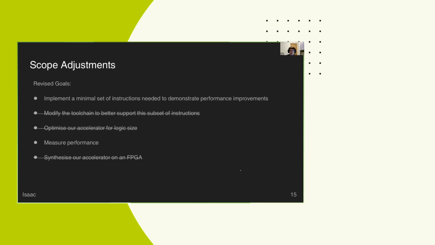However, in reality, all we managed was to implement a minimal set of instructions that we needed to demonstrate the viability of our VPU for vector acceleration of machine learning, or not even specifically machine learning, but of our benchmark program. We had no time for the toolchain work. We didn't manage to optimize our accelerator for logical size. And our benchmark wasn't standard, as I mentioned. We failed to bring up a standard benchmark. We actually wasted a lot of time on that and had to abandon it at the start of December or the end of November. And we were unable to synthesize our accelerator on an FPGA.